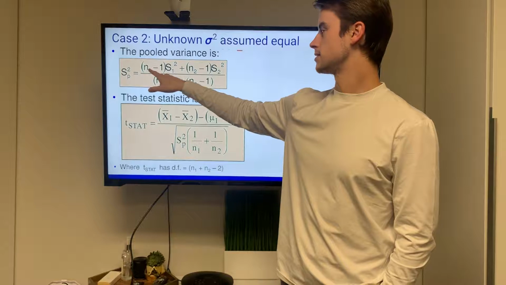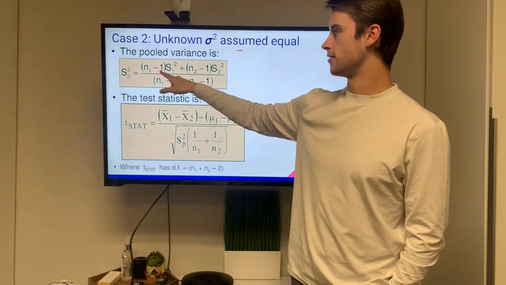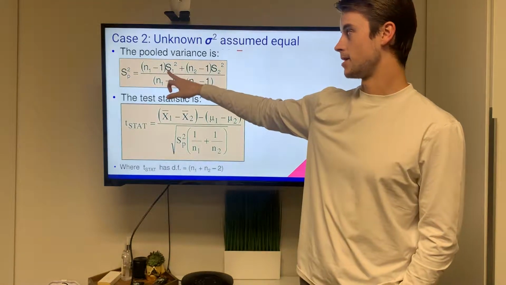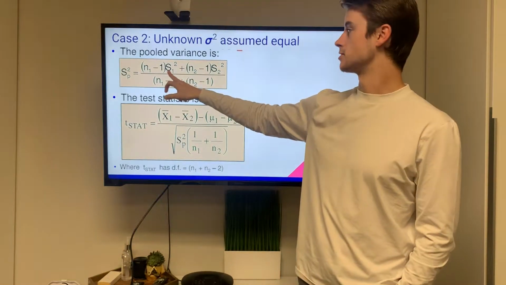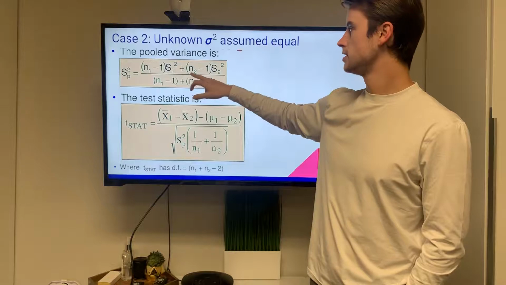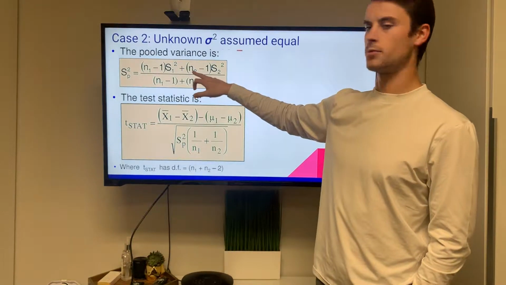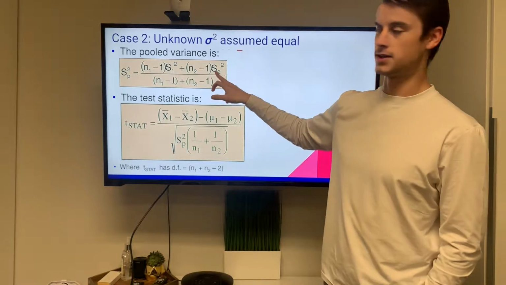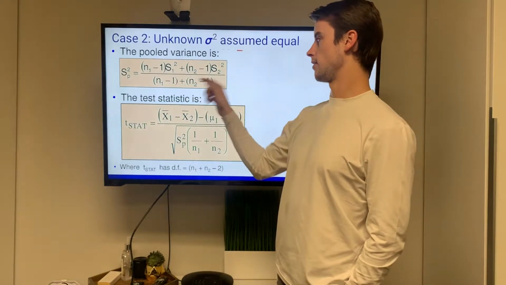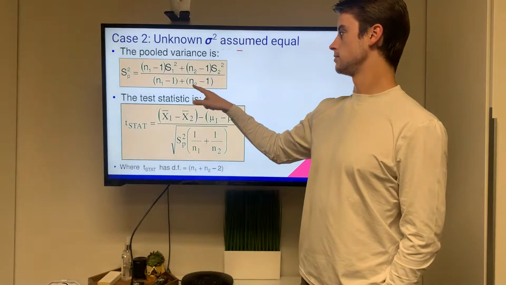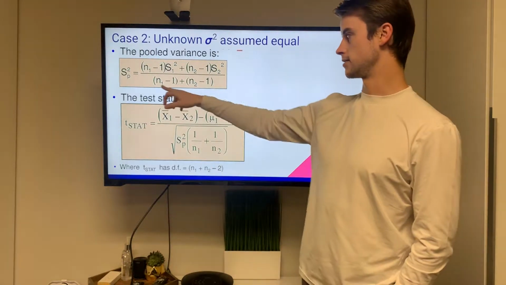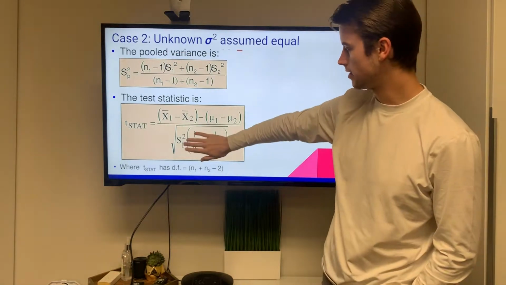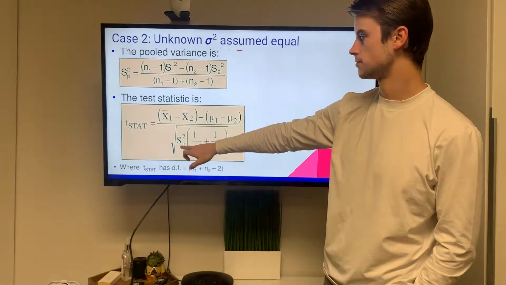So we have our sample size minus 1 of the first sample times our first sample standard deviation squared. Same thing over here, second sample size minus 1 times our second sample standard deviation squared. And then we take all that over n minus 1 plus n minus 1, the first sample and second sample. All right, so once we get that, we bring it down here and we plug it in right here, okay?